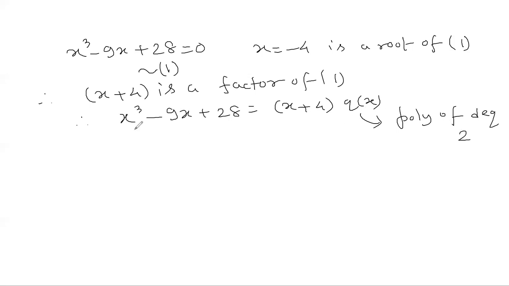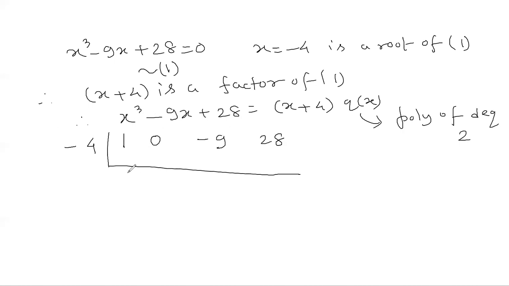Now you are dividing a cubic polynomial by a linear polynomial with leading coefficient 1, right? So here we can use synthetic division to divide this equation. So if I want to divide this by synthetic division, here we'll write minus 4. Now what are the coefficients? What is the coefficient of x cube? It is 1. After that, there should be a term involving x square, which is missing over here. So its coefficient must be 0, right? Next it is minus 9, then it is 28.